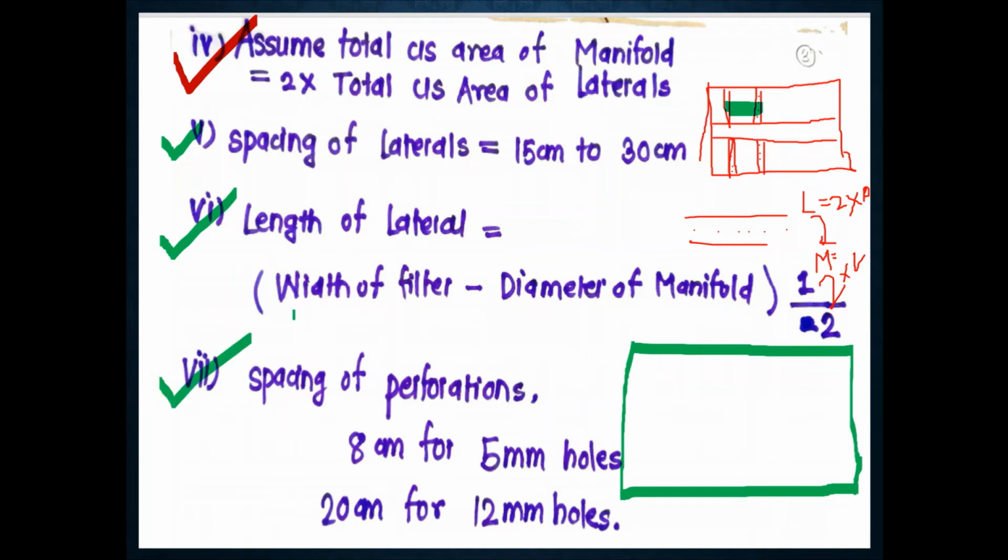Then step number 7 is spacing of perforations. Perforations are nothing but holes. These are the perforations, the openings. What is their spacing? 8 centimeter for 5 mm holes and 20 centimeter for 12 mm holes. Smaller the diameter, smaller the spacing; larger the diameter, larger the spacing.